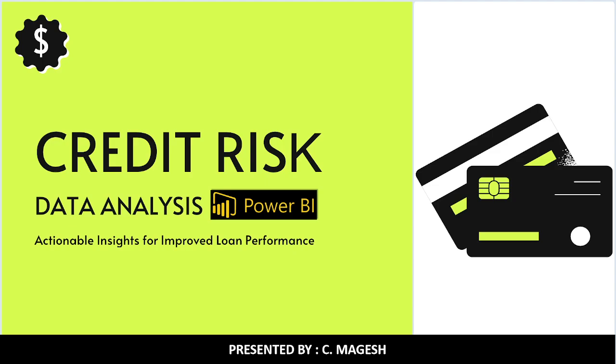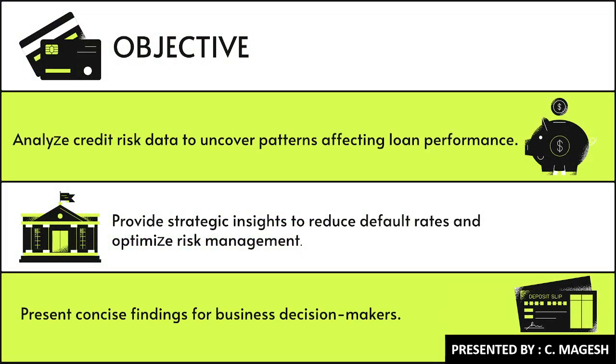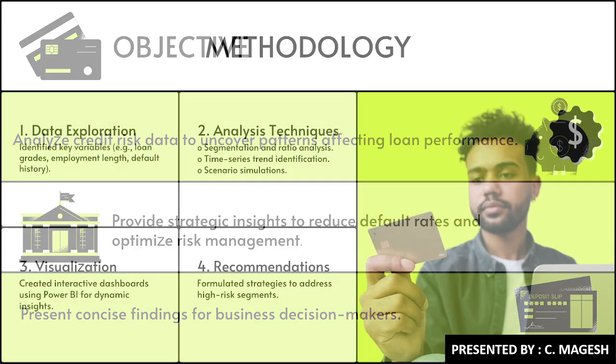Let's dive into the credit risk data analysis, where we aim to uncover actionable insights for improving loan performance and reducing risk. So, let's start with the objective of this analysis. Our goal is to analyze credit risk data to identify patterns affecting loan performance. We aim to uncover factors contributing to defaults and provide strategic insights to optimize risk management. The findings are tailored for business decision makers, ensuring they are clear, concise, and actionable.